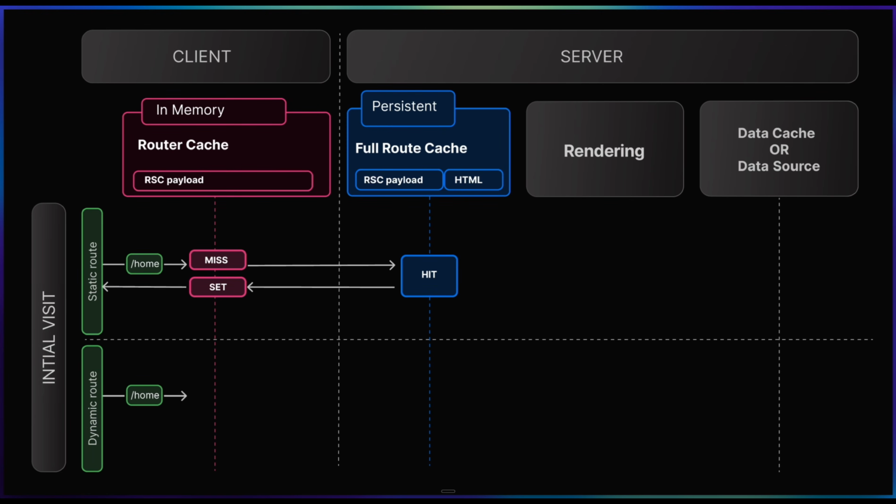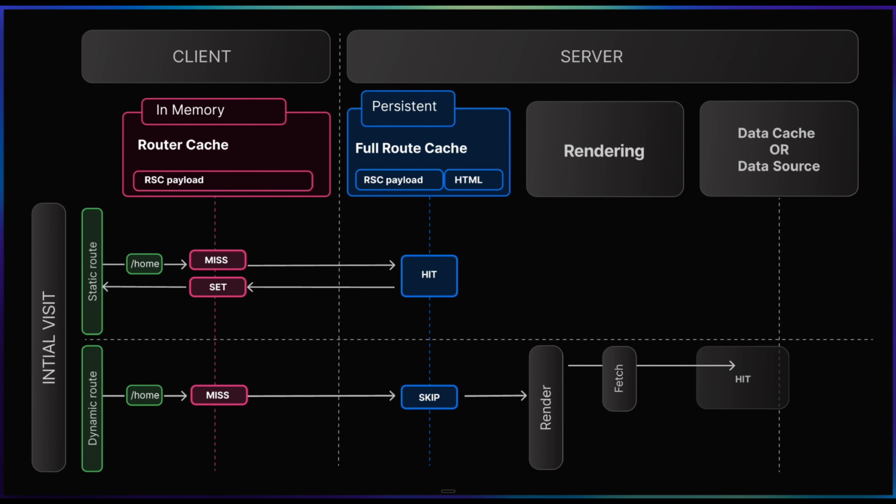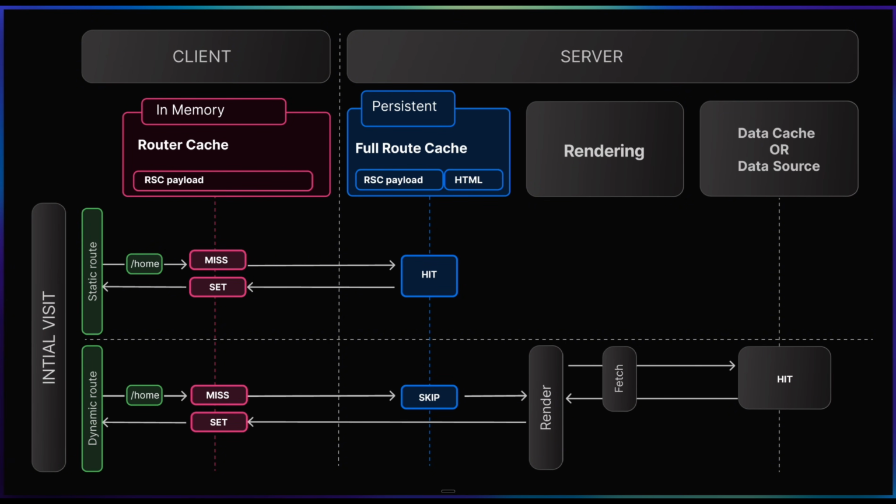Now take a dynamic route. The router cache is a miss. Full route cache is skipped since dynamic routes aren't built ahead of time. So Next.js renders that page on demand, fetches the data, builds the RSC payload, renders the HTML, and returns the result. The client stores it in the router cache, but it's not persistent. It'll be gone on hard refresh or a new session.